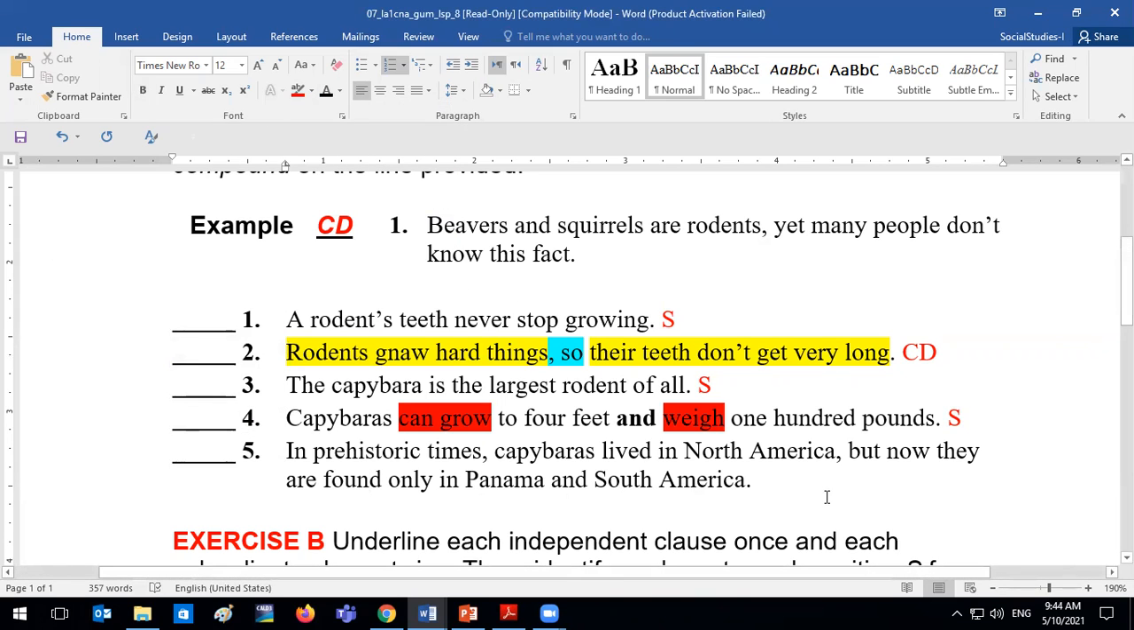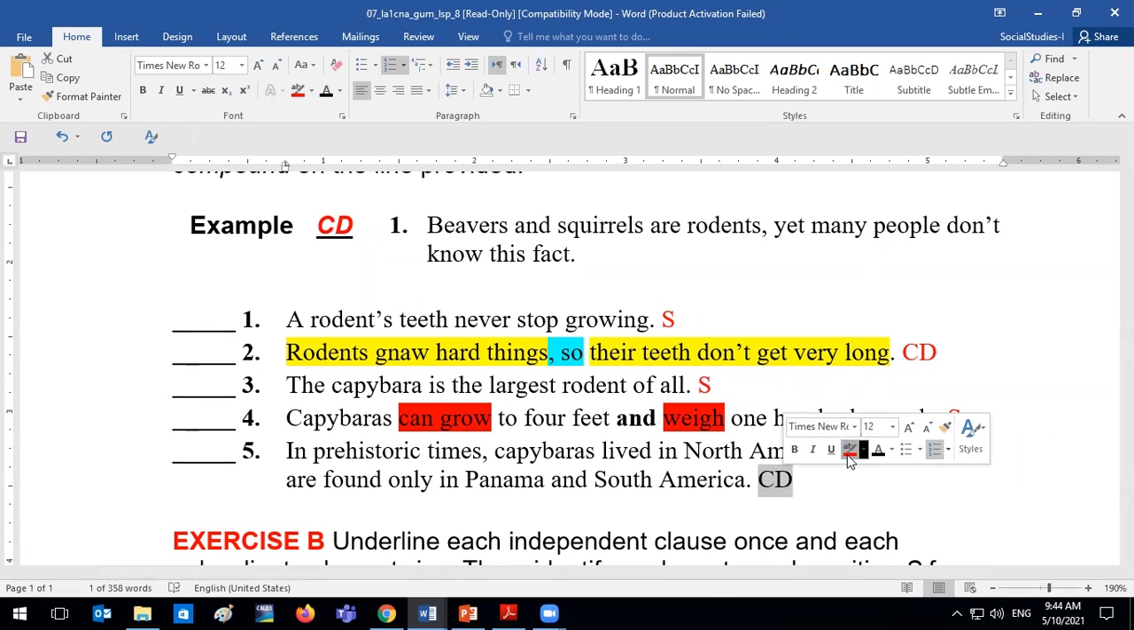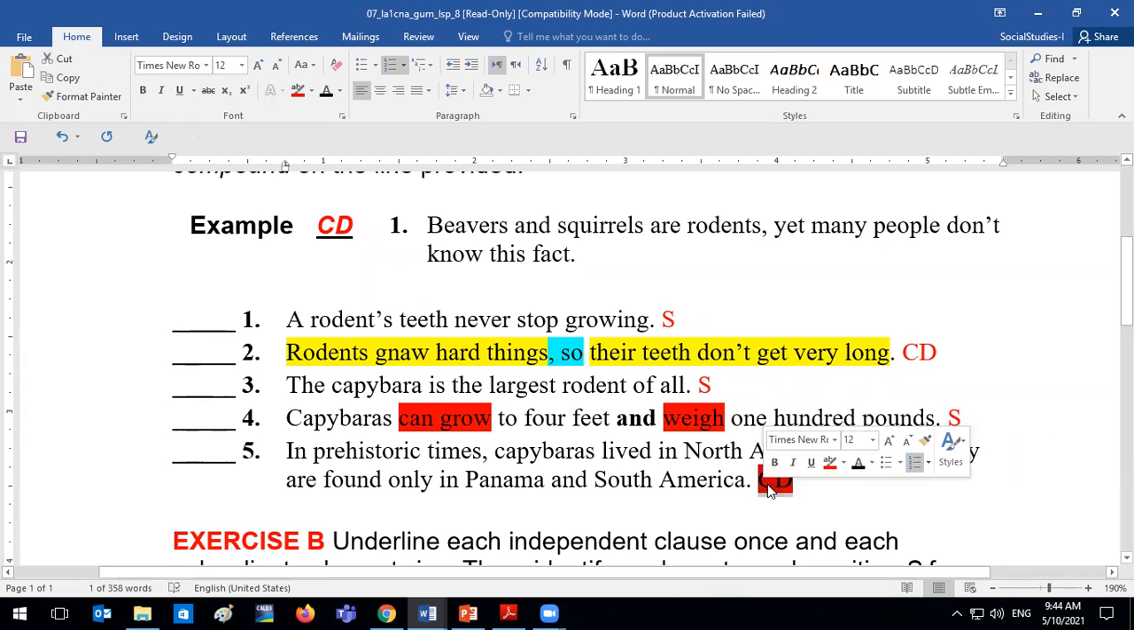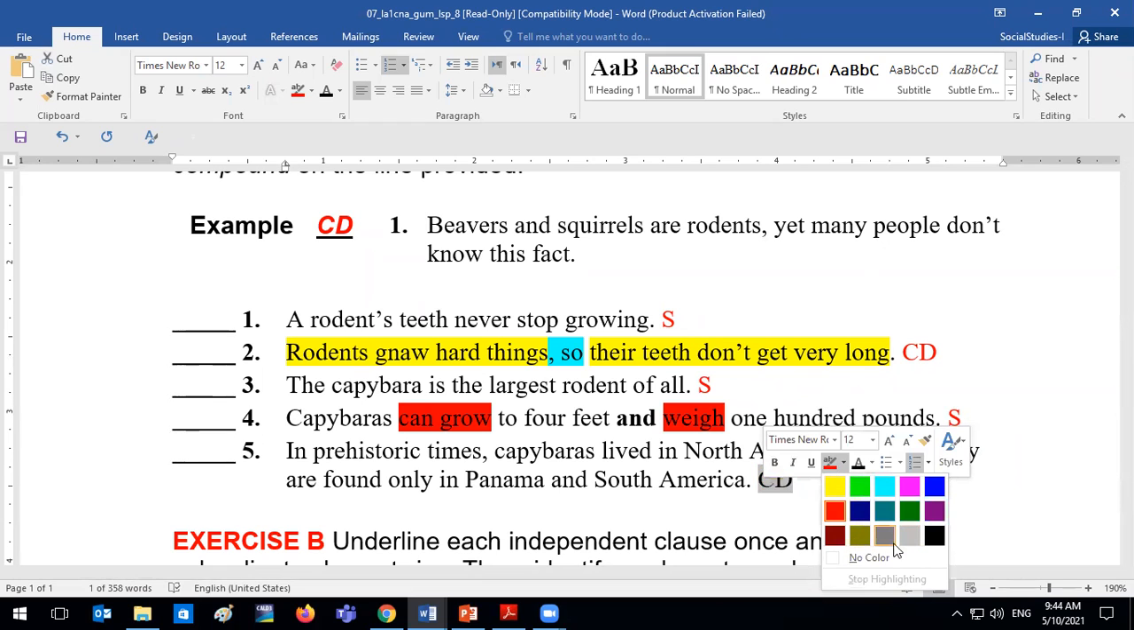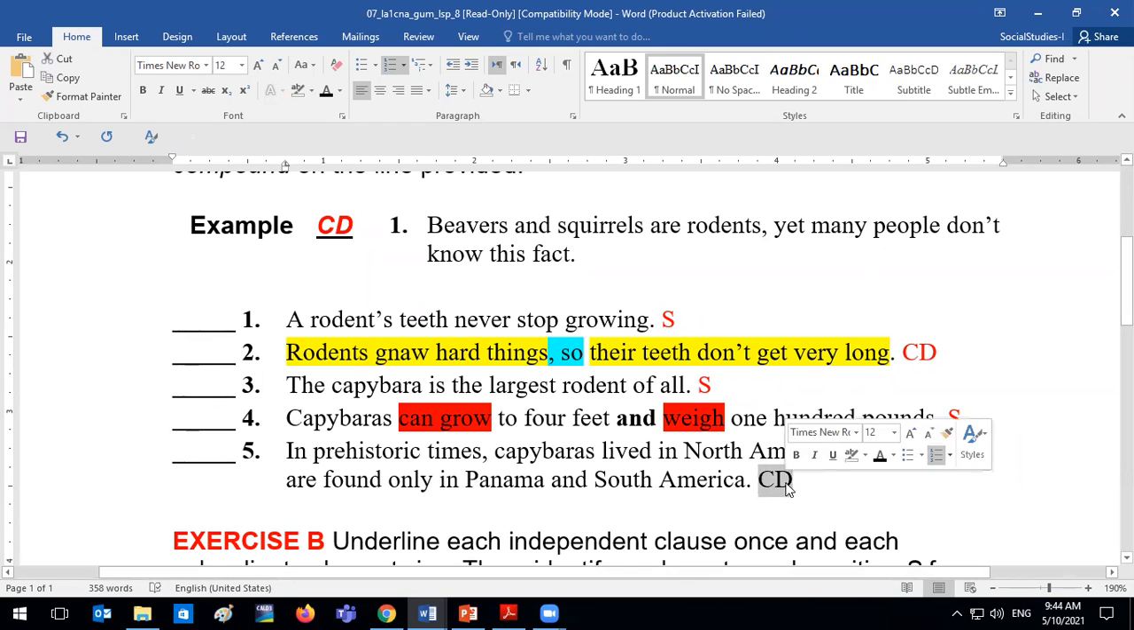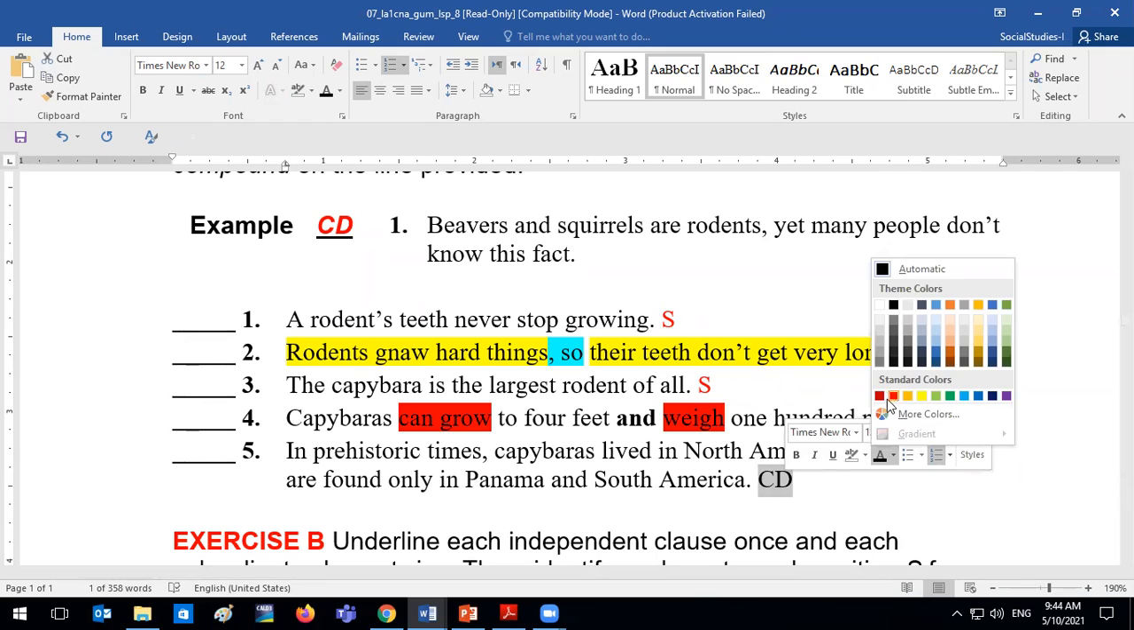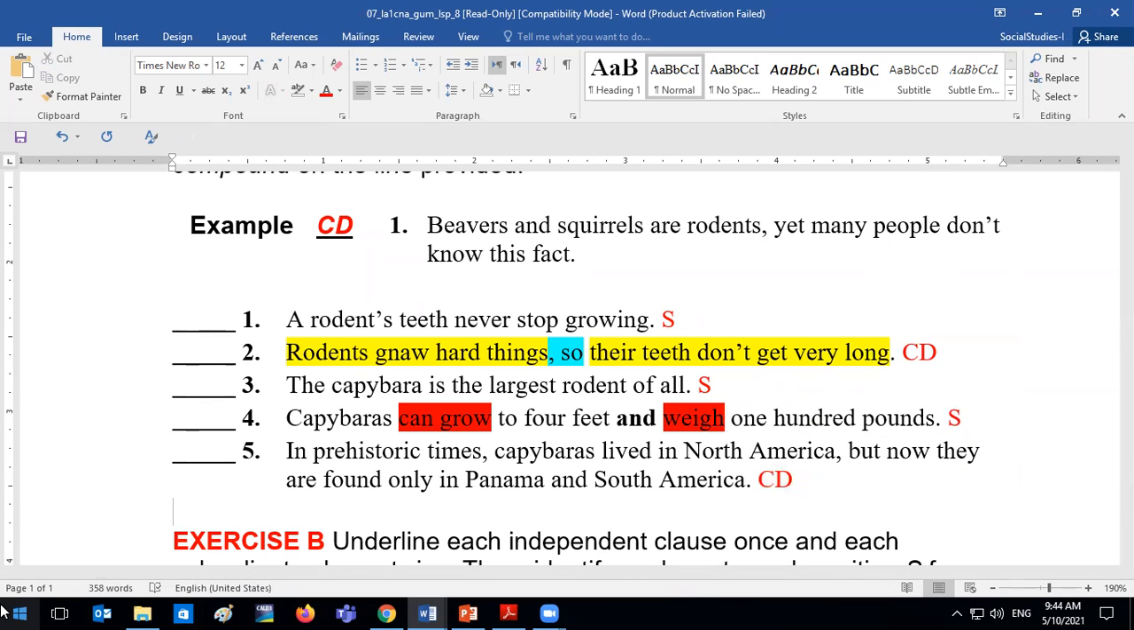It is simple. Let's revise the sentence together. In prehistoric times, capybaras lived in North America, but... Compound. It's compound. Thank you. Great. Okay. So tell me, Adam, how many independent clauses do we have in the sentence? We have two independent clauses, right? Two. Okay, good. Yes. Can you give me the first independent clause?